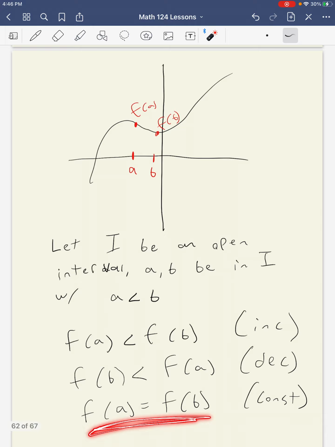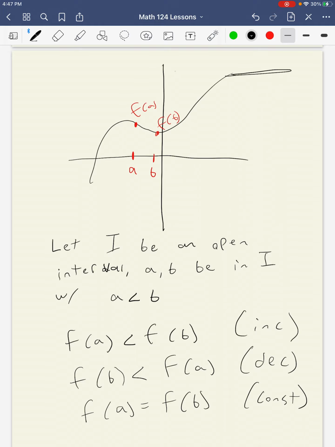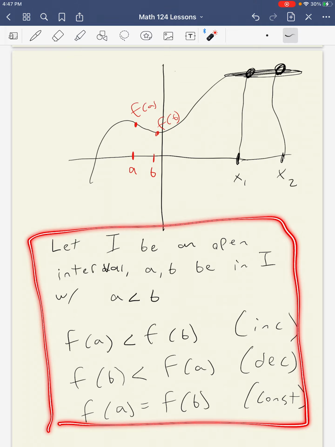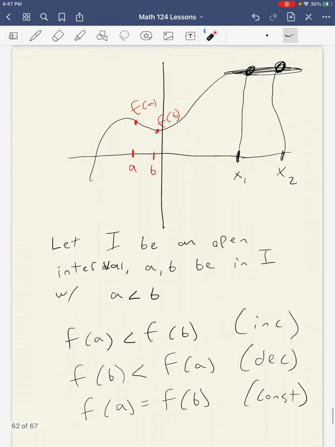And obviously the outputs are equal when it's constant. We draw that here in our graph. So I'll do a constant part of the function. So if you plug in, say, x1, you plug in x2, well, the corresponding outputs will be equal. You know, these outputs are equal. Okay, so this is sort of the more rigorous definition of increasing, decreasing.